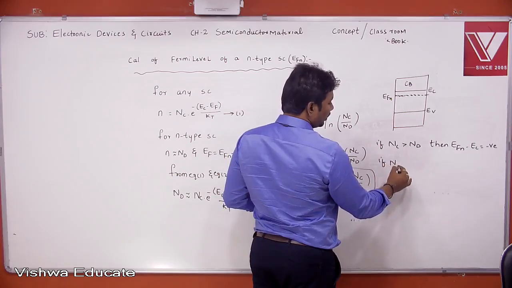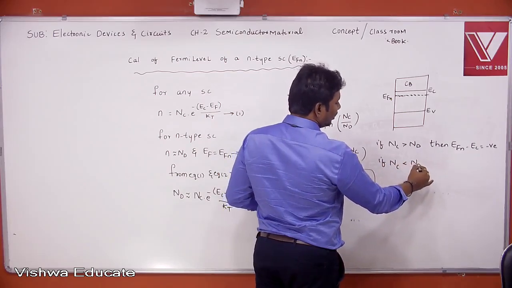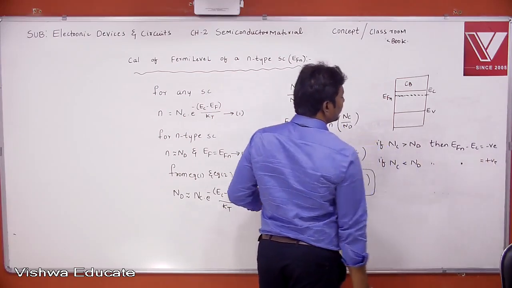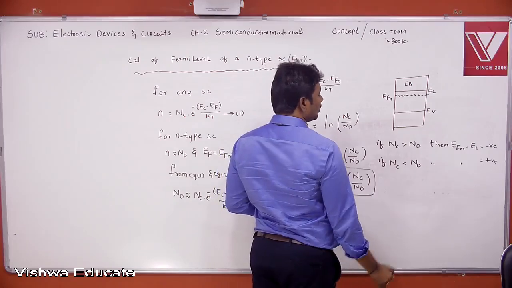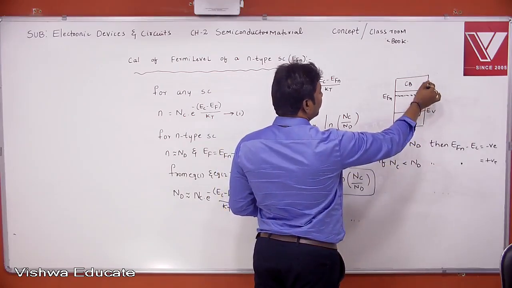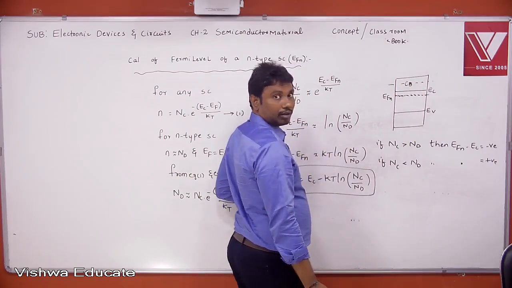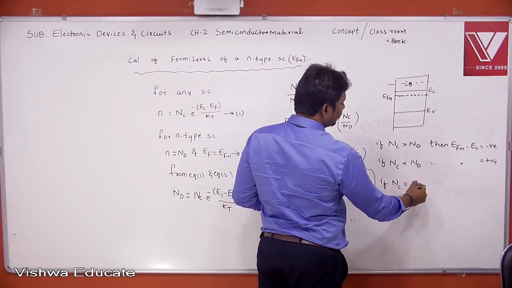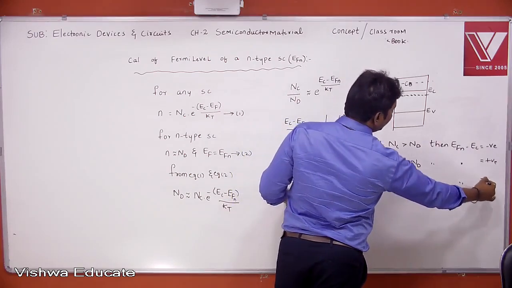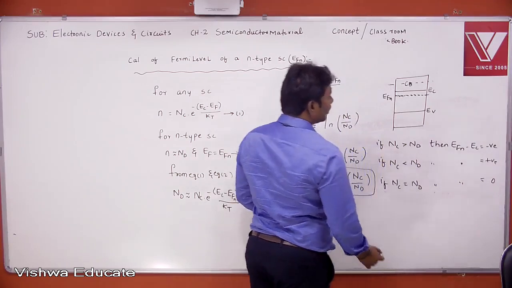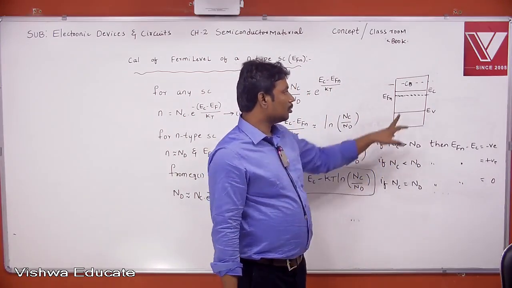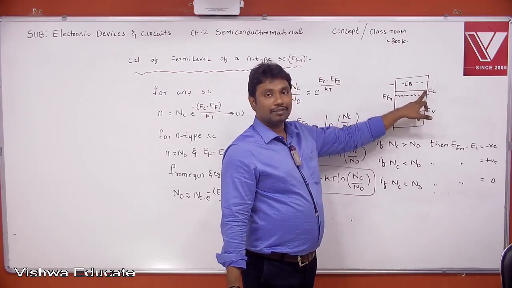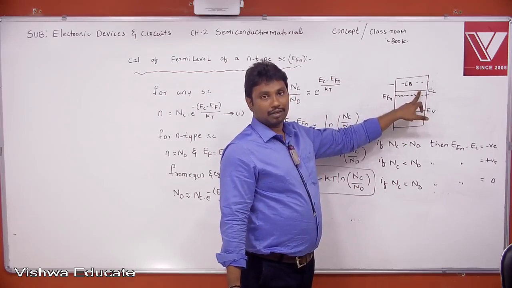Similarly, if Nc is less than Nd, then what about the EFN minus EC actually? Positive. EFN minus EC is positive means where is the Fermi level actually? The Fermi level lies within the conduction band. Next one, if Nc equal to Nd, then EFN minus EC equal to 0. EFN minus EC is 0 means the Fermi level coincides with the conduction band, right?